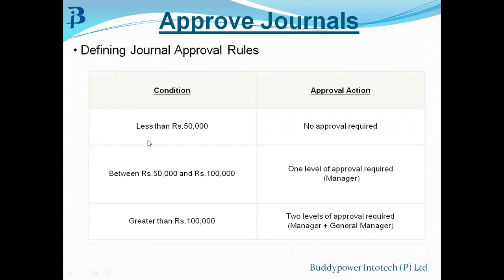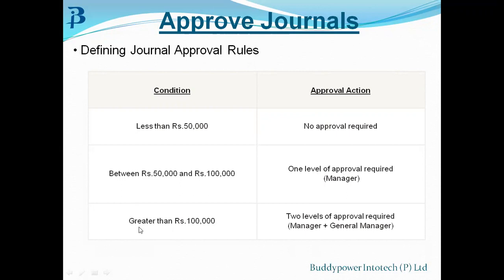Then you can put another condition saying that between rupees 50,000 and rupees 1 lakh, one level of approval is required, maybe the next level, which is your manager level. So when a purchase requisition is raised, to convert that purchase requisition to a purchase order, you put a condition saying that one level of approval is required. You will send that purchase requisition for approval to your manager. Then he will approve that into a PO.